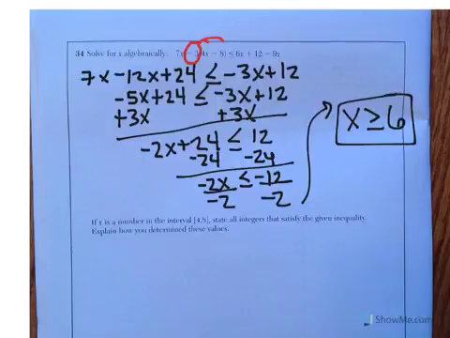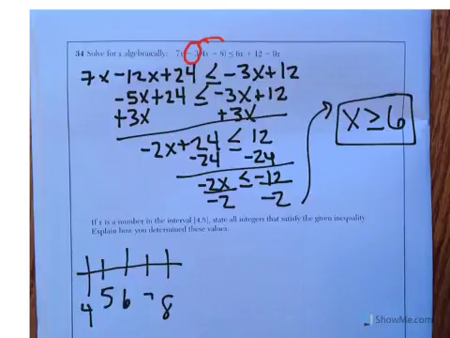Now in the second part, if x is a number in the interval 4, 8, okay, so that means that if you drew this on a number line and you had 4 and 8, so you had 5, 6, 7, you would have closed circles at 4 and 8, and you don't have to draw this picture, but you can, and then you would have a line in between. So that's your interval. State all the integers that satisfy the given inequality and explain how you determine these values.